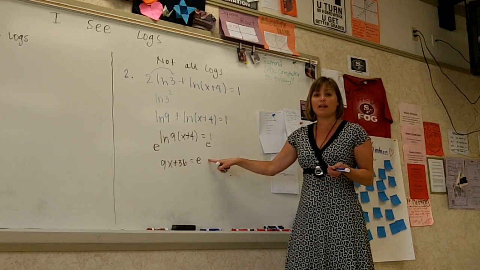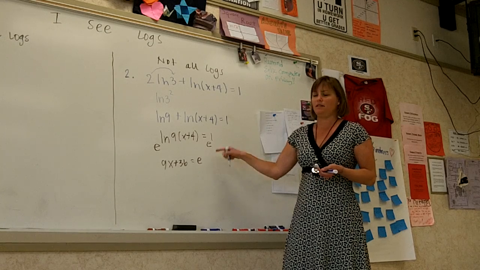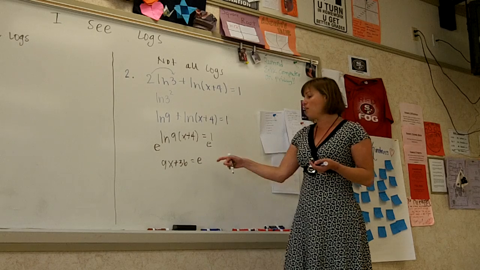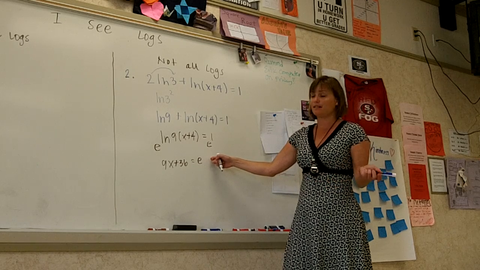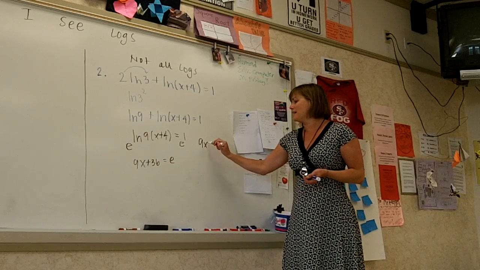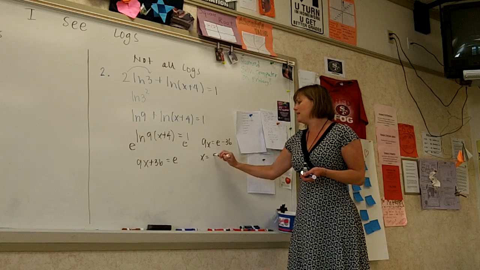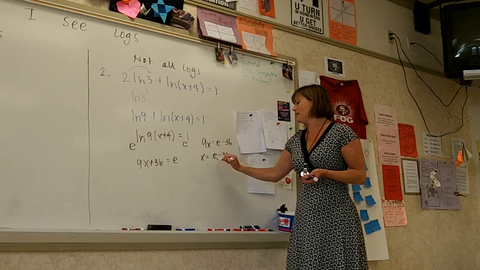E is just a number like pi. So I'm not going to use my calculator right now because it's all the way on the other side of the room. If you want to work with decimals and write this as a decimal, that's okay. But you don't need to. So I'm just going to say 9x is equal to e minus 36. So x is equal to e minus 36 divided by 9.